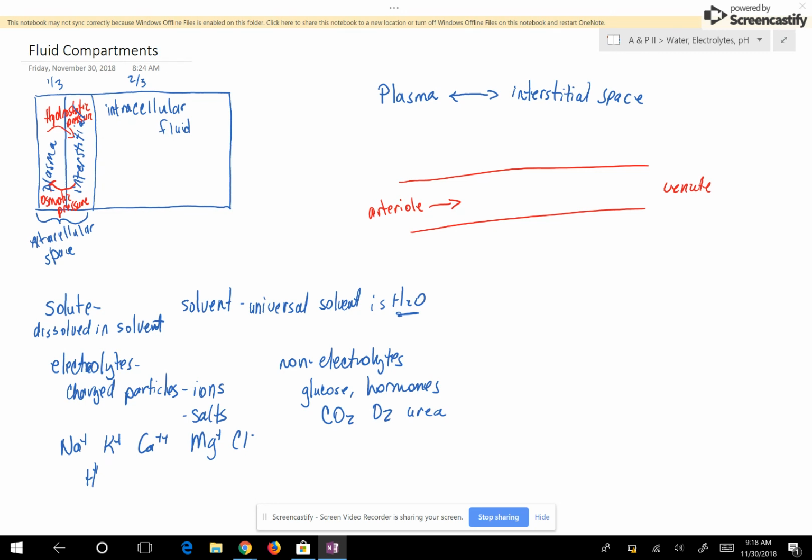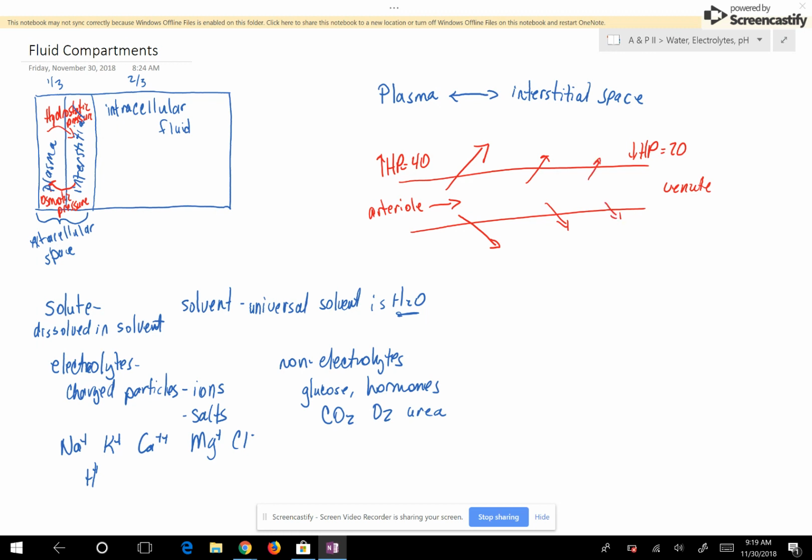Okay, plasma is the water portion of the blood, so that's what we're referring to as the plasma. You have a high hydrostatic pressure on the arterial end, and you have a lower hydrostatic pressure on the venous end. If you want to put numbers here, hydrostatic pressure would be about 40 on the arterial end, and hydrostatic pressure would be about 20 on the venous end. Okay, this is going to cause fluid, water, electrolytes, and non-electrolytes to be pushed out of the capillary.